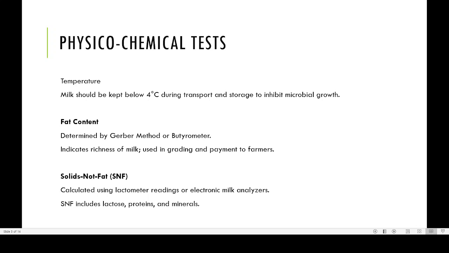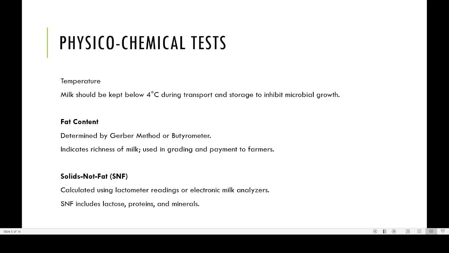A second aspect is the fat content, determined by the Gerber method or butyrometer. This is the way by which we will be able to determine how much. Usually the fat content is between 3.5 to 5. That is the amount of fat that is normally present.